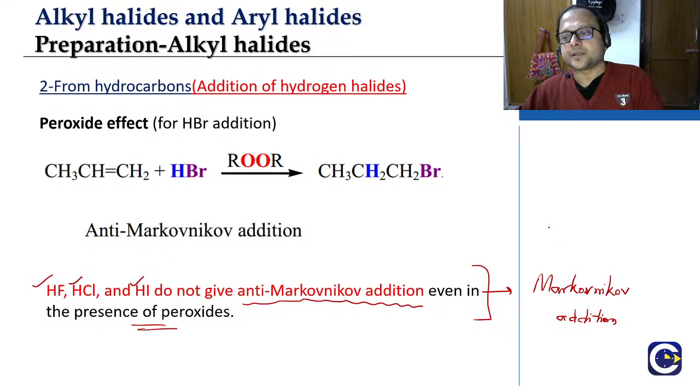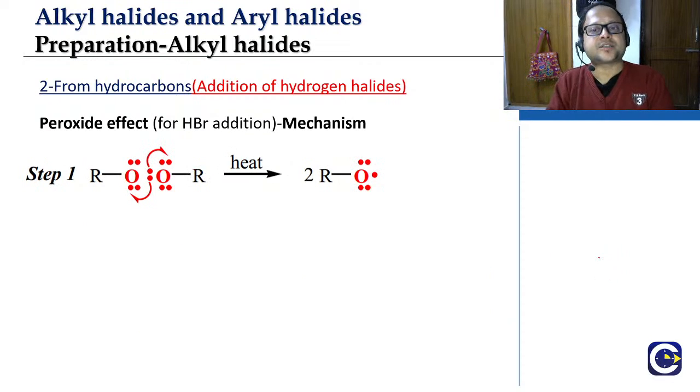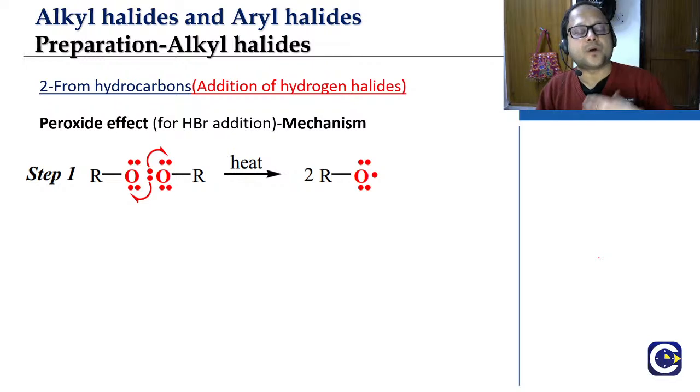Right? They will always give Markovnikov addition, nothing else. Fine, I hope this much is clear. Now let's try to understand how this mechanism is taking place, how the anti-Markovnikov effect is coming into effect with the help of each single step with the help of mechanism.